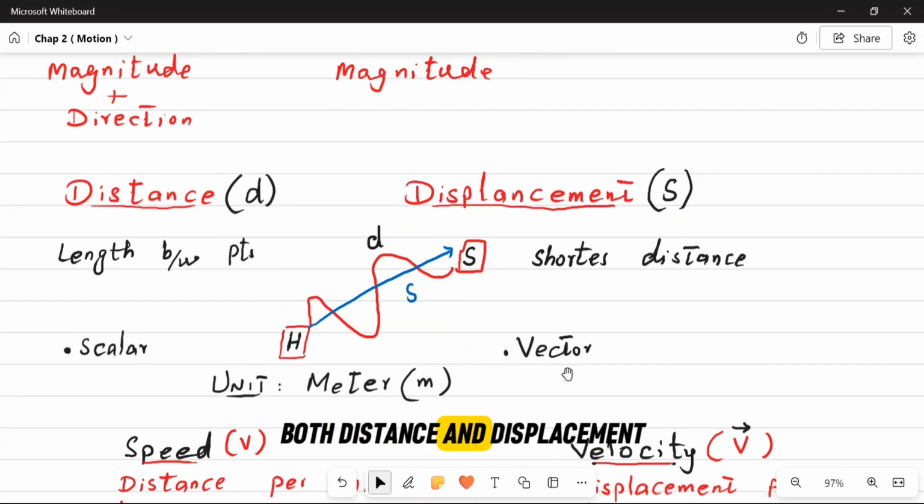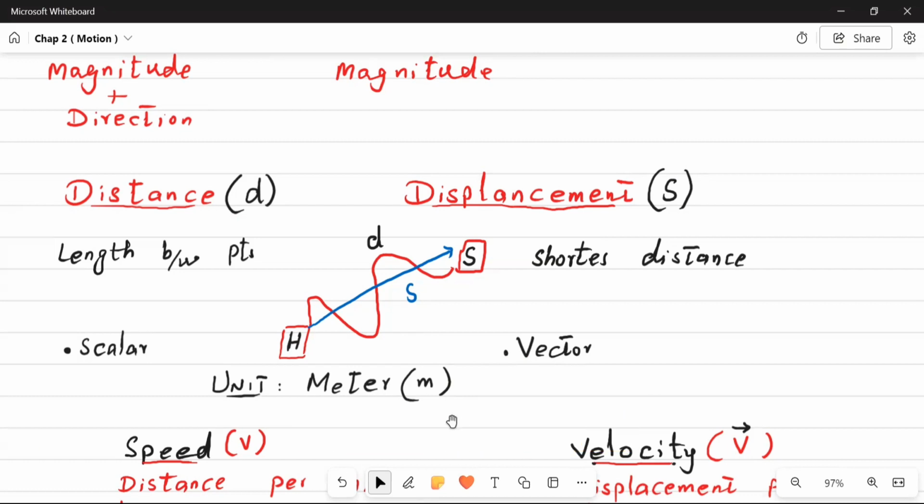Both distance and displacement are measured in meter, kilometer, centimeter, but the international system unit, which is the base unit, is the meter. For example, whenever you try to solve different problems in physics, you will convert kilometer into meter, you will convert centimeter into meter. Meter is a base unit.